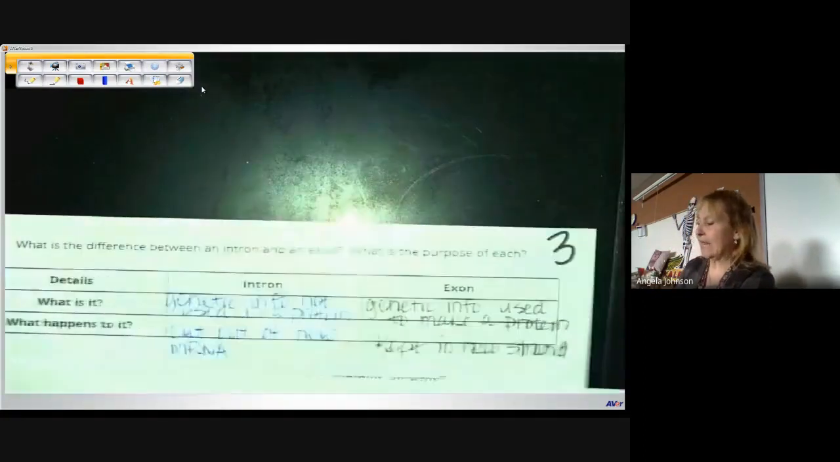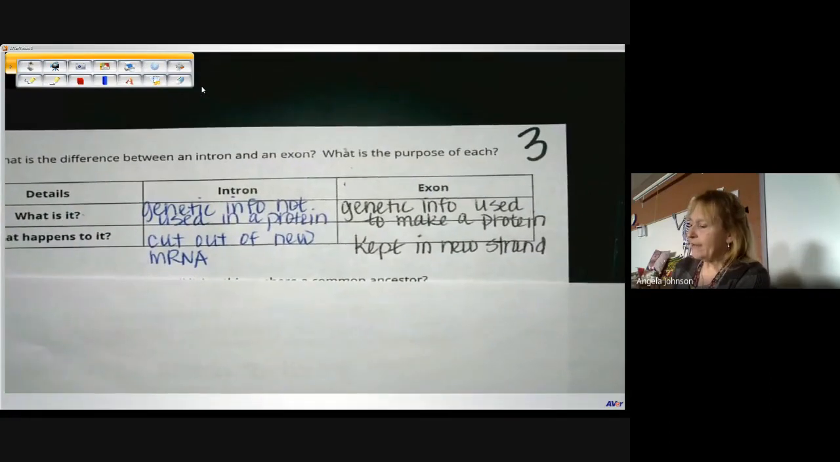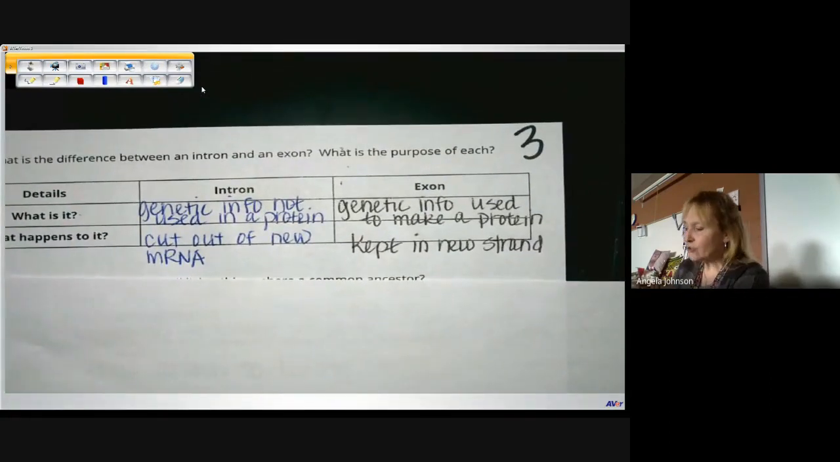Comparing introns and exons. What's the difference? What's the purpose of each? Okay, an intron is genetic information that's not used in a specific protein. That doesn't mean it's garbage.